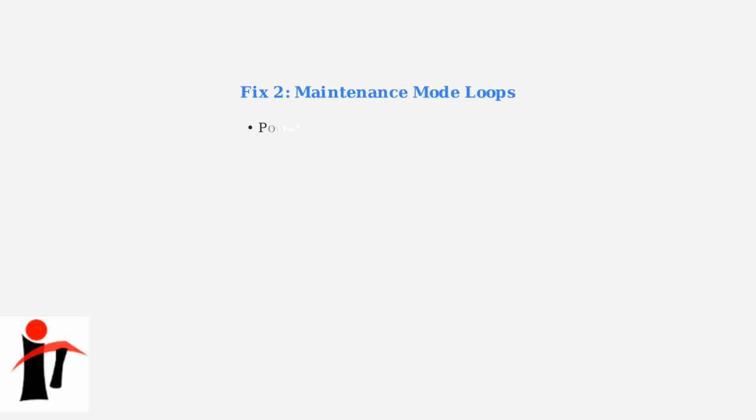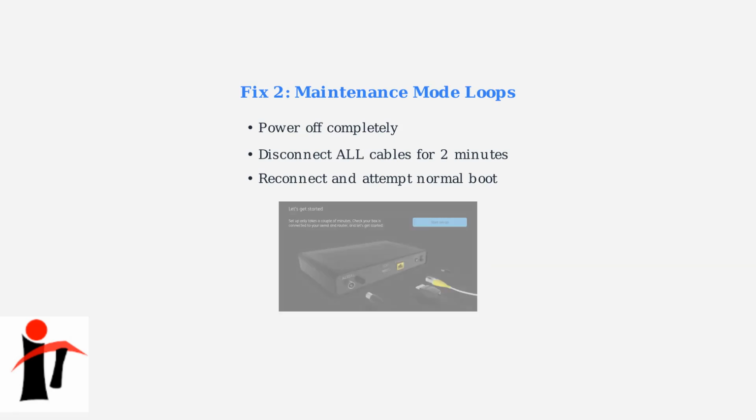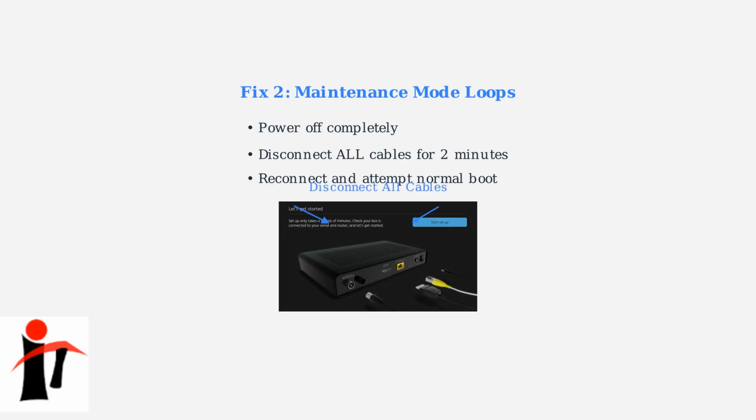If your YouView box is stuck in a maintenance mode loop, try the forced exit method. Power off the device completely, then disconnect all cables, including power, HDMI, aerial, and Ethernet, for a full 2 minutes. Disconnect all these connections shown here: the aerial, HDMI, Ethernet, and power cables. This complete disconnection helps reset the system state and break the maintenance mode loop.